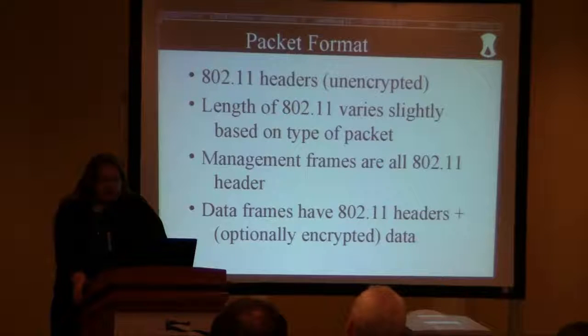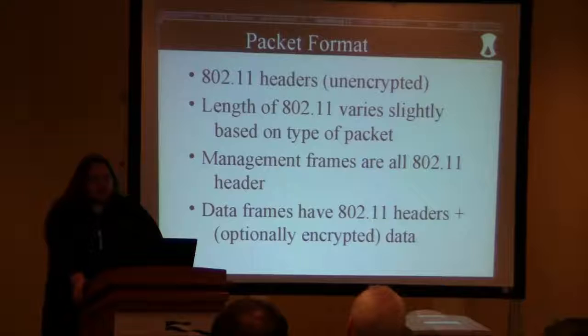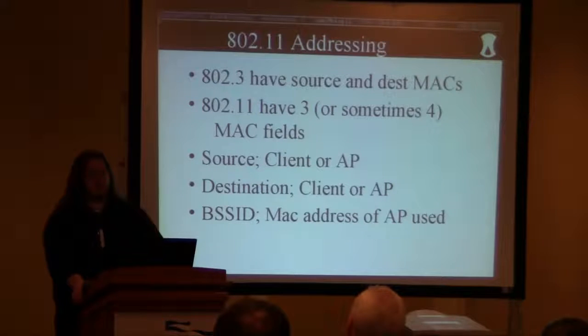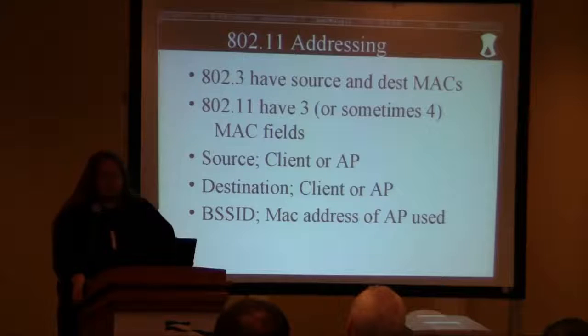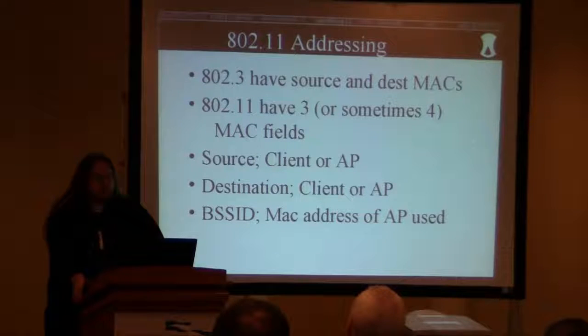So the packet format you get: 802.11 headers, which are unencrypted. The length of the 802.11 packet varies a little depending on the type of packet. Management frames are all 802.11 header. There's no real data in them. Data frames have the headers and optionally encrypted data. When it converts to 802.3, they do an address conversion. So 802.3 has source and destination MACs, and that's it on your wired Ethernet.